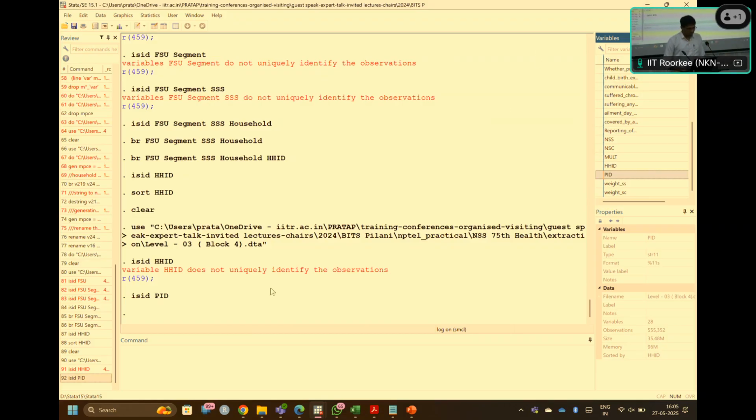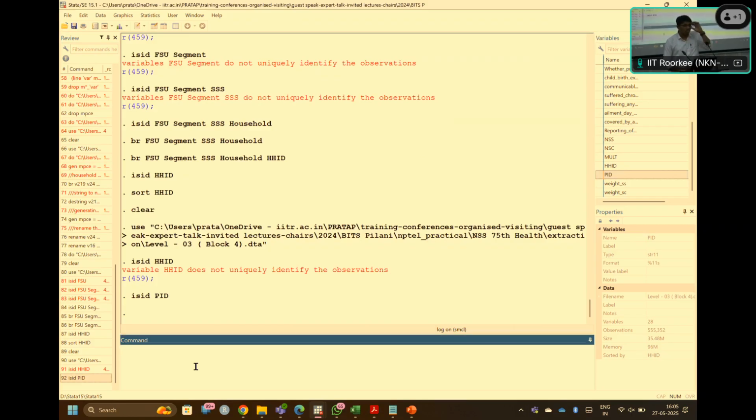Any other questions? When you are generating the PID, you are generating it for each level. Each level, yes. Point that to include the level in the PID again, because as per the instruction, it should be household ID plus the person ID. No.